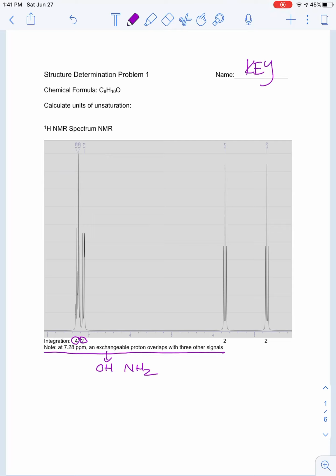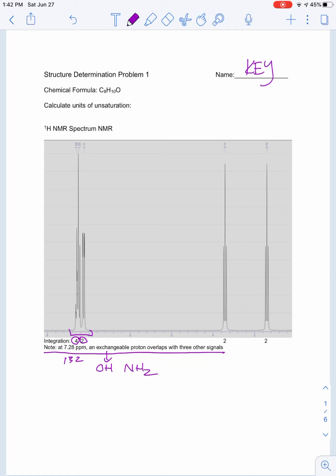Exchangeable means exchangeable with deuterium. So if you were to add a small amount of D2O to this sample, that particular proton signal will disappear because the D, the deuterium, would replace the hydrogen. So that means there's likely more like a 1, a 3, and a 2 here. And remember that in this region of the NMR, that's going to be aromatic protons. So we have likely 5 aromatic protons and something else on top of it there.